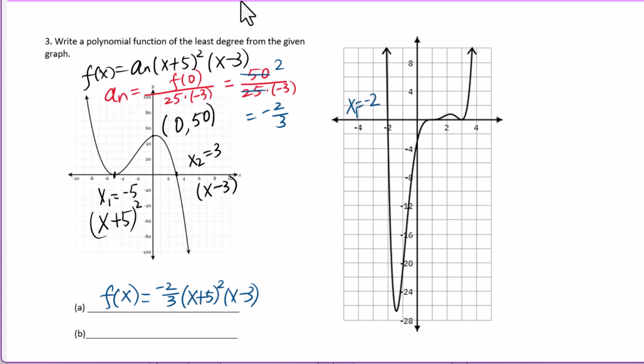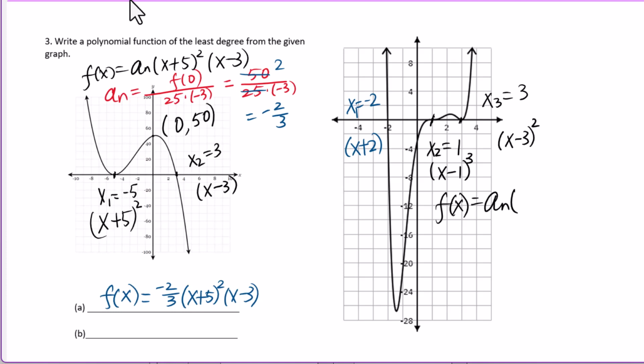For the second graph, x1 equals negative 2, so x plus 2 is the factor. The second root, x2 equals 1, so (x minus 1) to the third power is the factor. Here, x3 equals 3. Bouncing back, (x minus 3) squared is the factor. So we have f of x equals a sub n times (x plus 2)(x minus 1) to the third power times (x minus 3) squared.